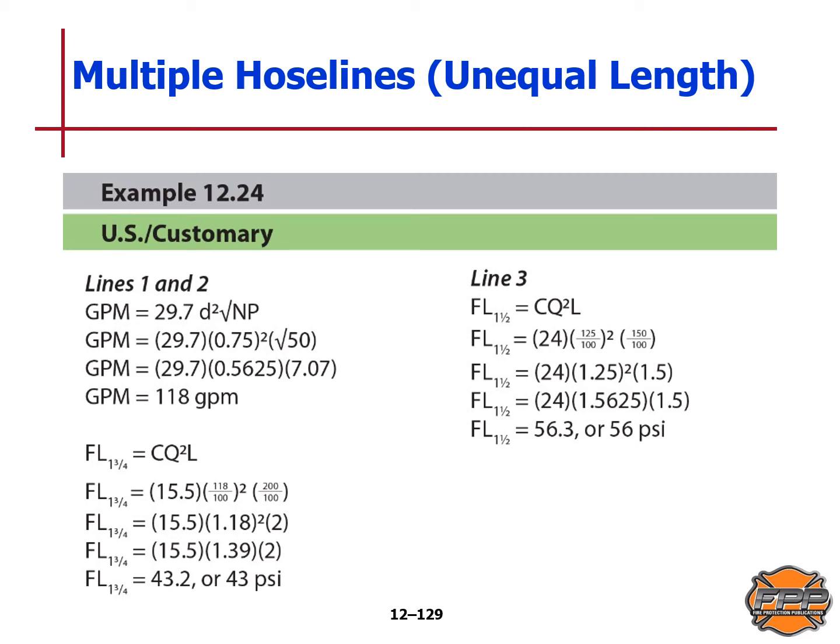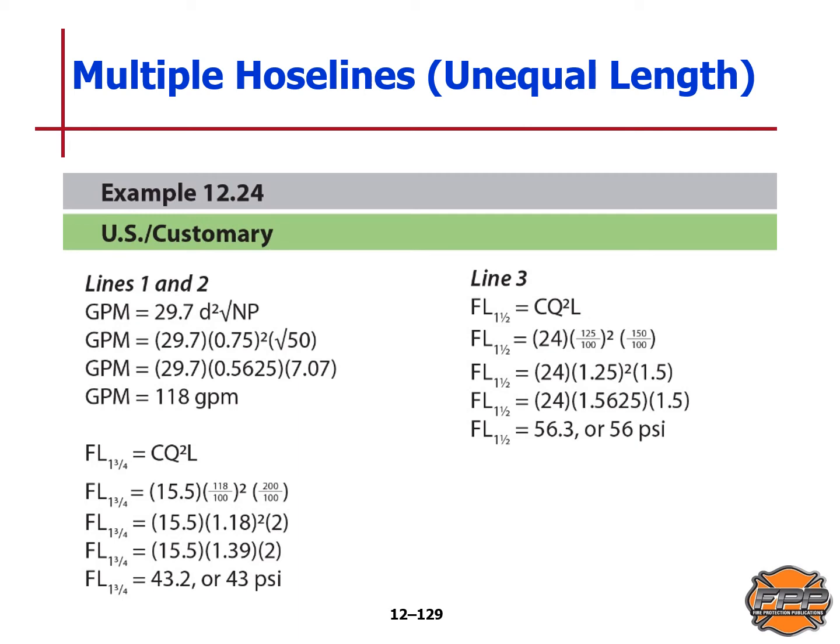Line 2, you have friction loss of 1 3/4, which is CQ squared L. That's your standard formula. So you plug in your numbers. Friction loss of 1 3/4 equals 15.5, that's your coefficient, times 118 divided by 100, that's your flow divided by 100, squared, and 200 divided by 100, that's your hose length divided by 100. So friction loss of 1 3/4 equals 15.5 times 1.18 squared times 2, and then you continue the math: 15.5 times 1.39 times 2, and that is a friction loss in the 1 3/4 of 43.2, or if you round it, 43 psi.